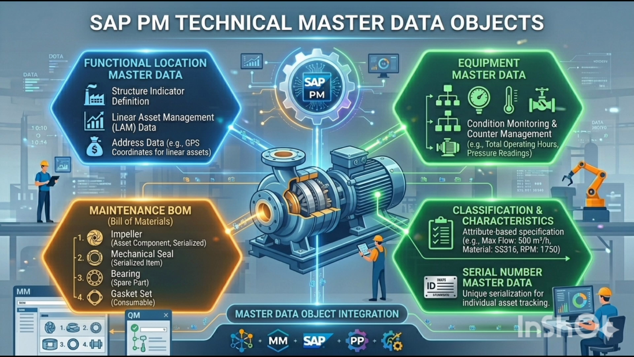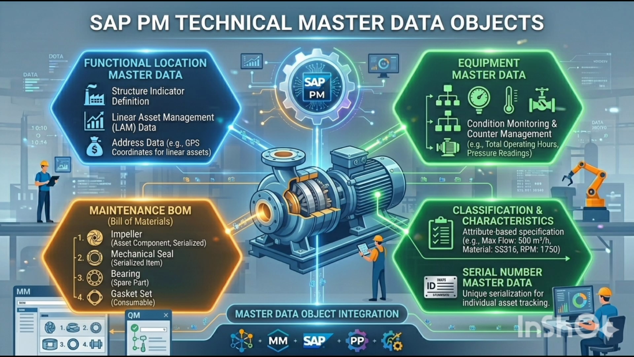The central graphic of a pump illustrates how these data points converge to create a digital twin of a physical asset. This integration with quality management and materials management ensures that when a technician views an asset, they have immediate access to its specifications, history, and the required spare parts.